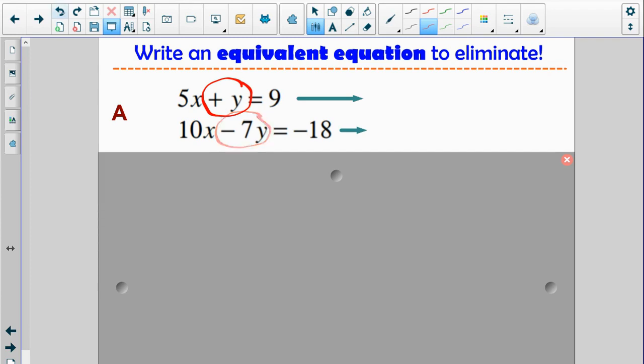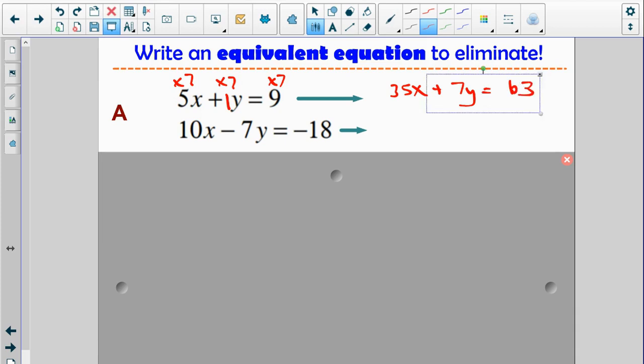So what I could do here, a little trick is, I could multiply this first equation times 7. Everything in the first equation times 7. So 5x times 7 would become 35x. The 1y times 7 would become 7y. And then the 9 times 7 would become 63. I have to make sure I multiply everything by 7 in that first equation. Now with the second equation, I'm going to go ahead and just bring that down.